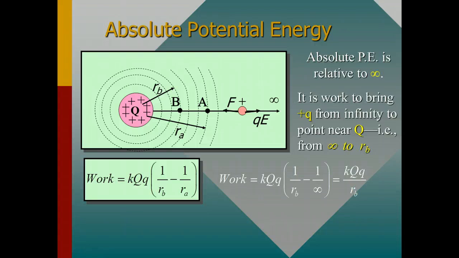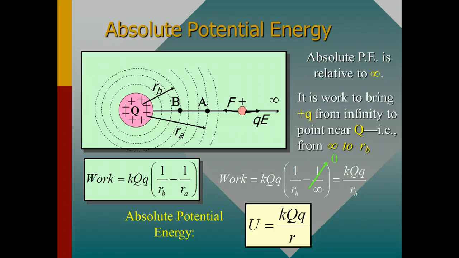If we're trying to find it in this example, to Rb, our work is given by that equation. If we have an infinitely far away initial location, that term goes to 0, because 1 over infinity goes to 0. And so the result is this equation for absolute potential energy. It's a very important equation for you to know, and it should look very similar to a lot of the equations that we've been working with so far. So go ahead and make sure you write that down.